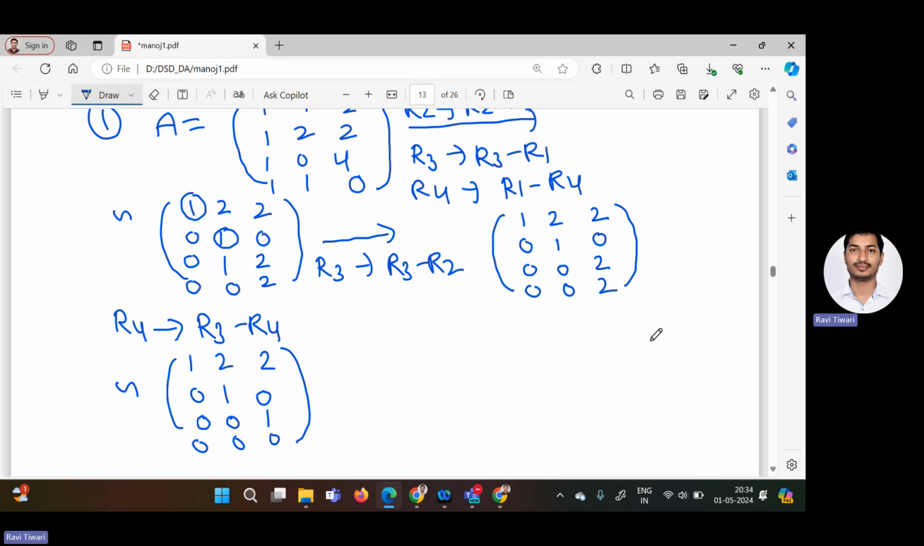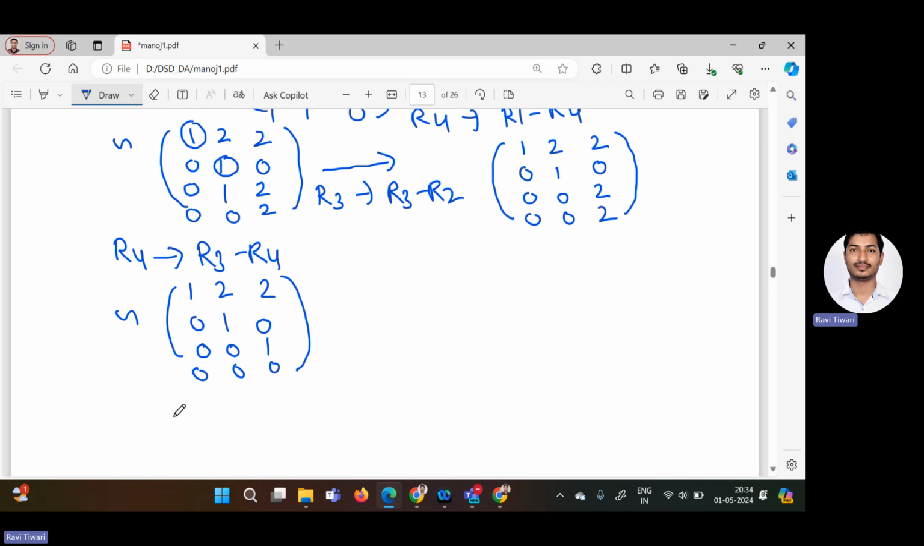If I ask you what the row space is: the row space is given by the non-zero rows in row echelon form. At the same time, you can revise your concept of row space and column space. The number of non-zero rows gives you the rank of the matrix. So a basis for the row space is the non-zero rows: 1, 2, 2, then 0, 1, 0, then 0, 0, 1. This is the row space, but the question asks us to calculate an orthogonal basis for the column space.